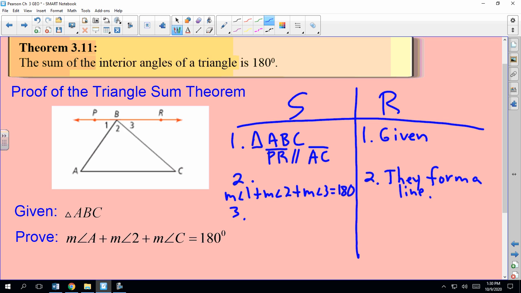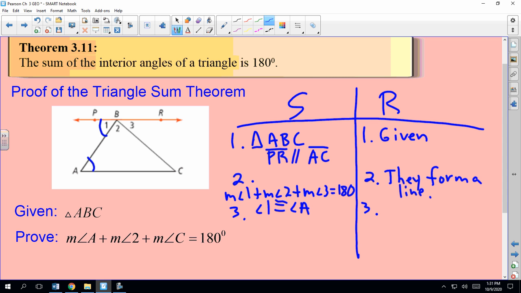Step number 3. Here's where we're going to tie in angles 1 and 3 with angles A and C. So I got angle 1 is congruent to angle A. I'll tell you why in just a minute. Angle 1 is congruent to angle A. Maybe you see it. Pause for a minute and just kind of look at that. What kind of angles are 1 and A? That's right, they're alternate interior angles. So if two lines, PR and AC, are parallel, as it says in the given, then angle 1 and A are congruent because of the alternate interior angles theorem.